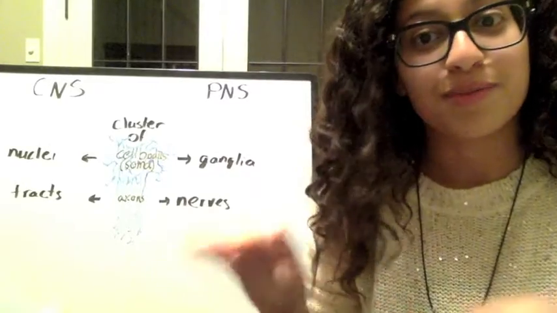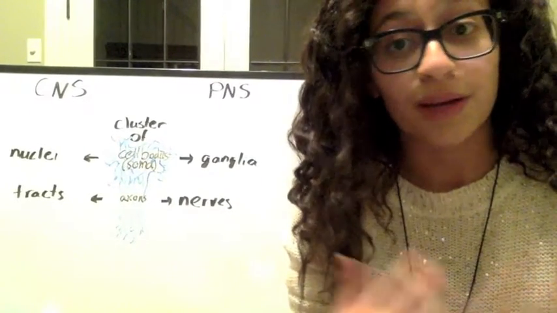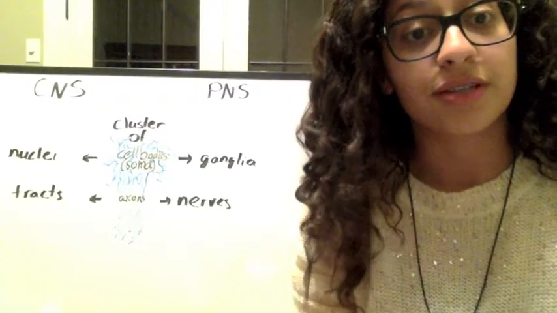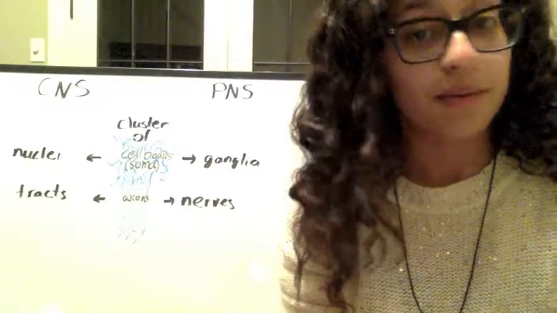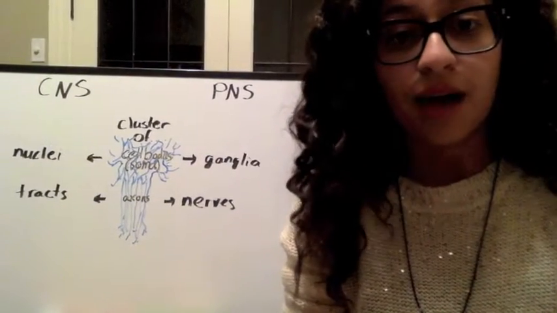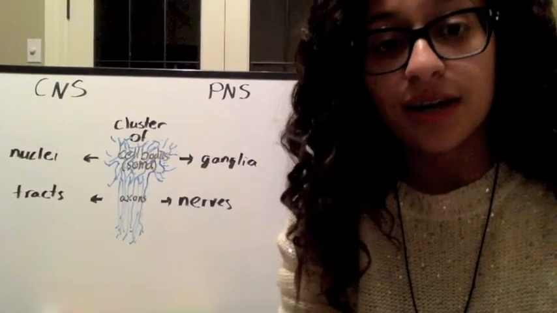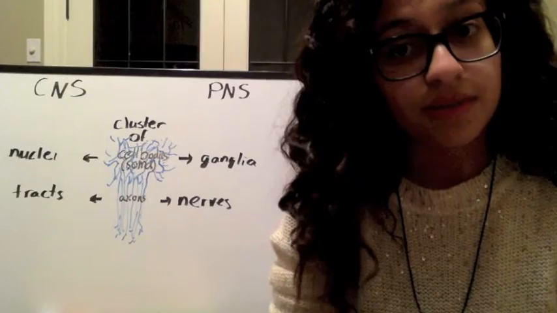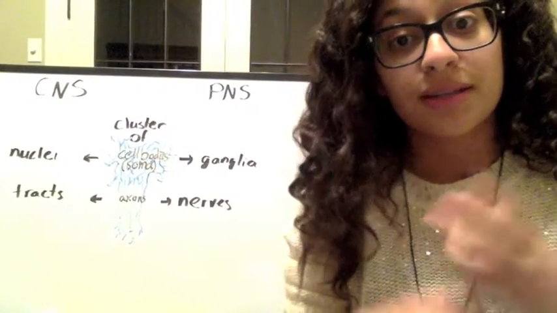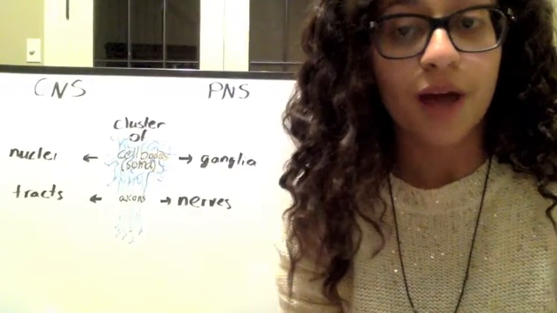Let's just get down some basic terminology. When we're talking about clusters of cell bodies, also known as soma, if they're found within the central nervous system, we refer to them as nuclei. But if they're found within the peripheral nervous system, they are called ganglia. And then the same thing applies when we're talking about a bundle of axons. In the central nervous system, like for example in your brain, they'd be called tracts.